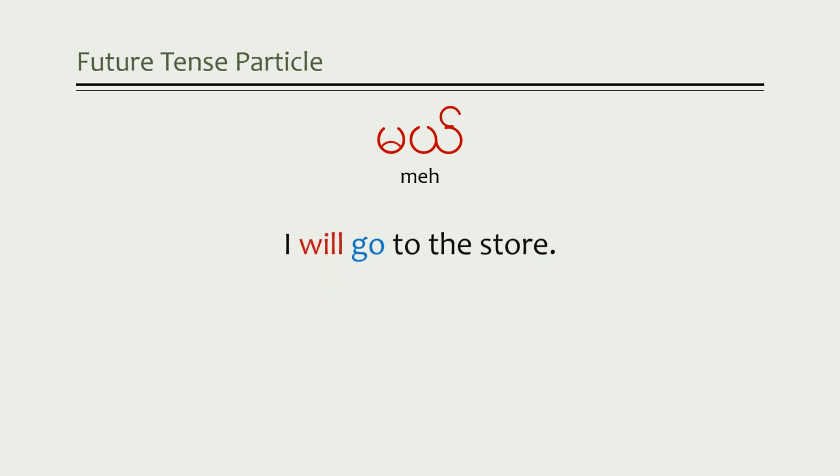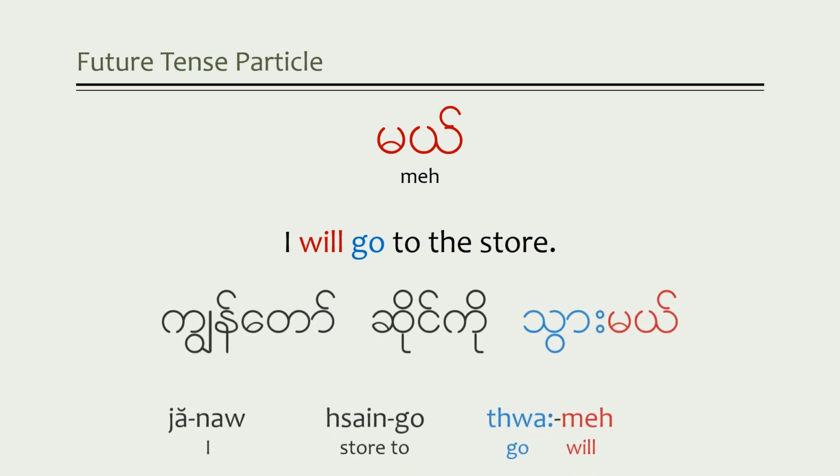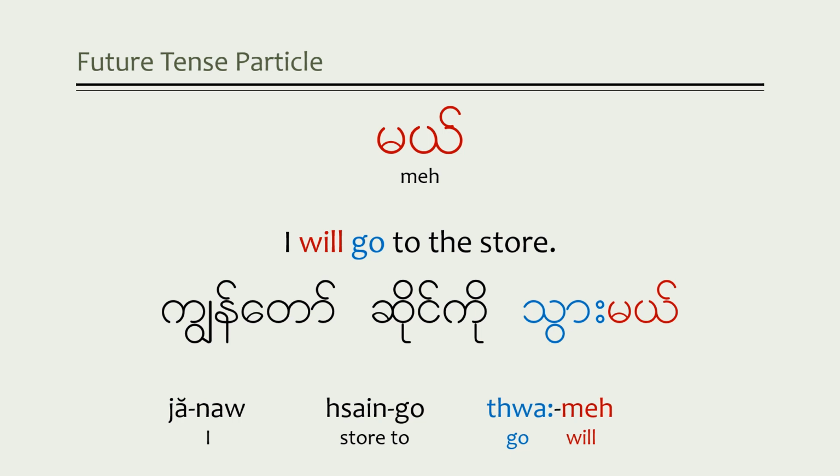So let's look at this sentence. I will go to the store. In this and all the examples to follow, I'm going to try to have the verb or adjective in blue and the tense particles in red. So to make this statement in Myanmar, you would say, Jano Sango Tua Me. Now, as with all sentences, the verb go is at the end. And the final particle, me, means you will go at some time in the future.